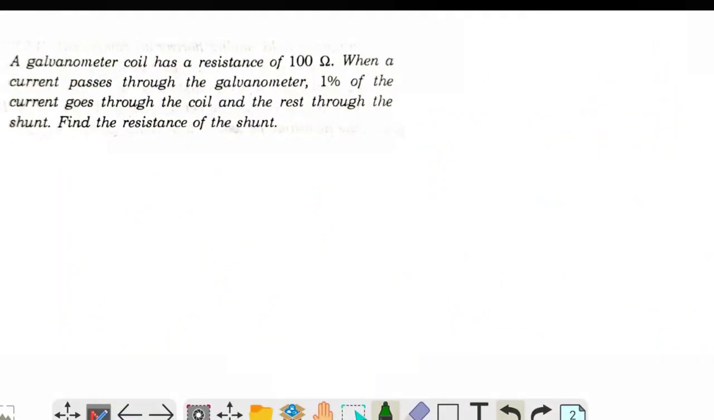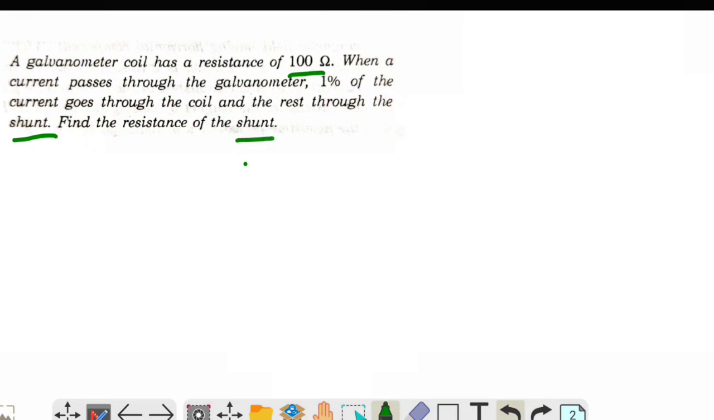So in this question we have a galvanometer coil which has a resistance of 100 ohm. So 100 ohm is the resistance of the galvanometer. Now when a current passes through the galvanometer, 1% of the current goes through the coil and the rest through the shunt. Find the resistance of the shunt.